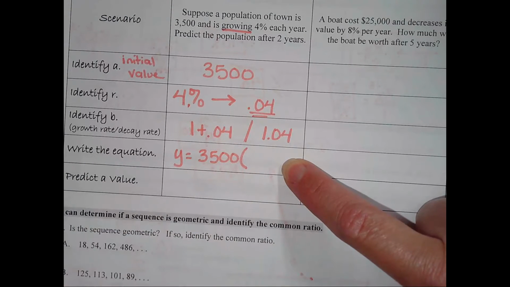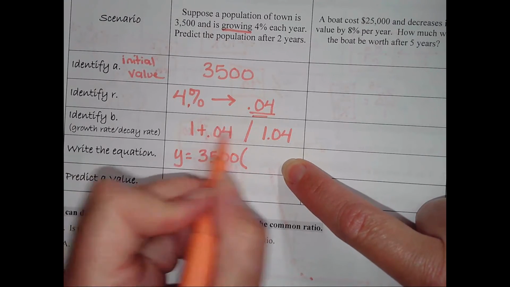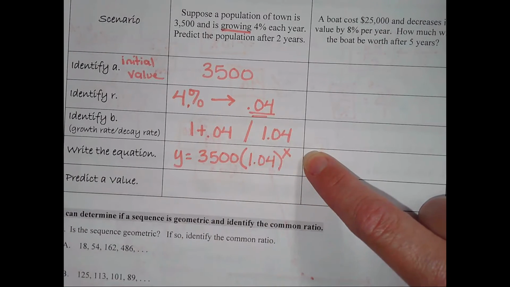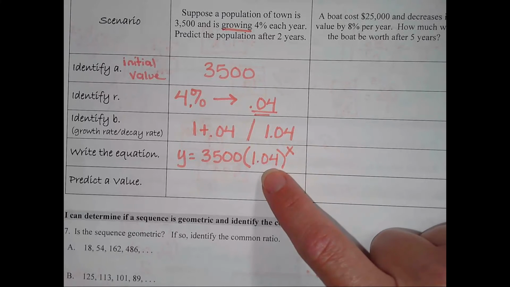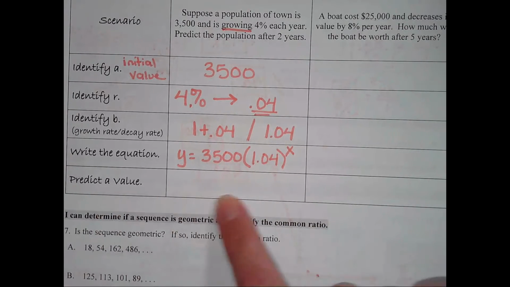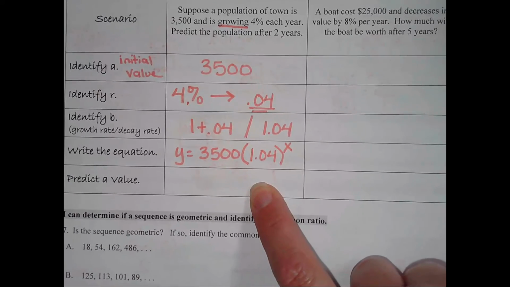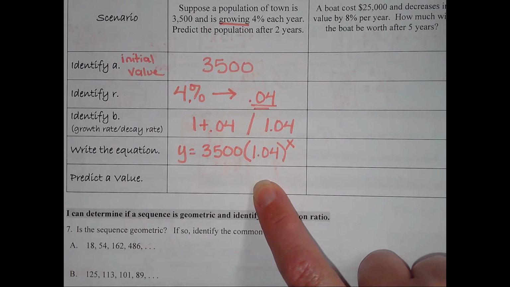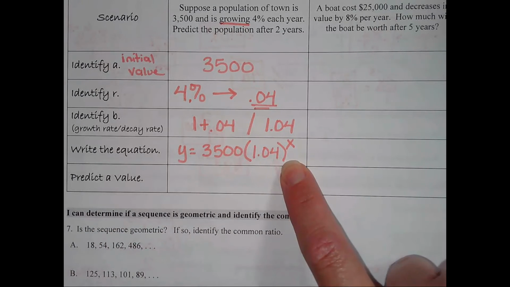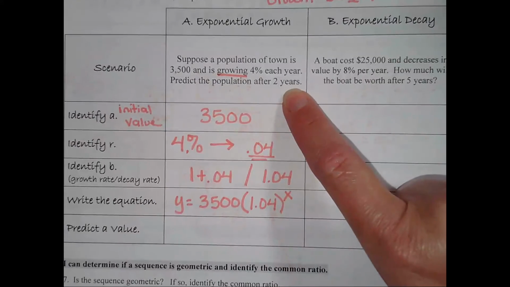3,500, parentheses, B, and you can choose either one of these to plug in, to the x power. If you want to put 1 plus 0.04, that's totally fine. It's your equation. I'm probably not even going to look at equations. I'm going to be looking to make sure you know how to predict the value. Right now, we're going to use the 2 right here, because now we're going to use our equation to predict what the population would be after 2 years.